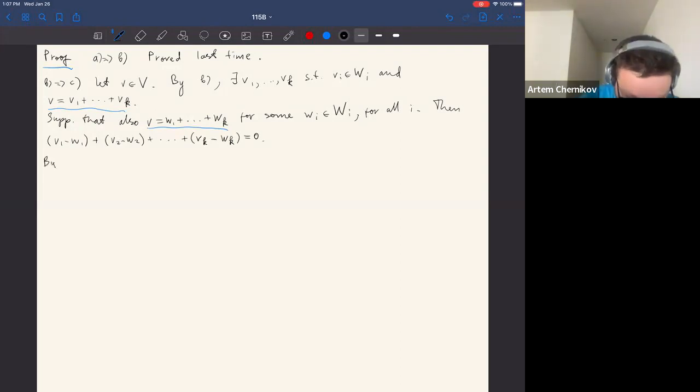But we also know that the vector Vi minus wi belongs to the subspace Wi, because Wi is a subspace, and we're assuming that Vi is in Wi, and that little wi is in the subspace capital Wi. Then the difference of these two vectors, Vi and wi, is also in the subspace, because subspaces are closed under subtraction. So we have Vi minus wi belongs to the subspace Wi for all i.